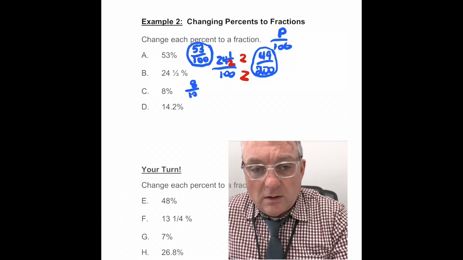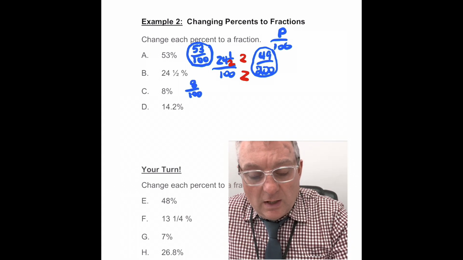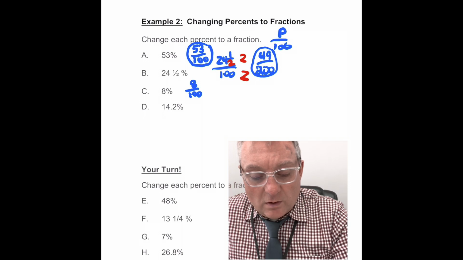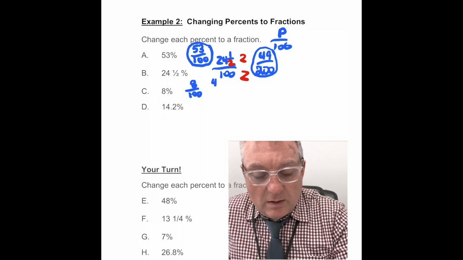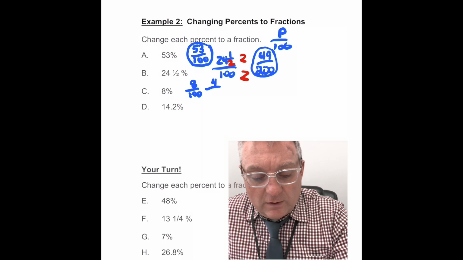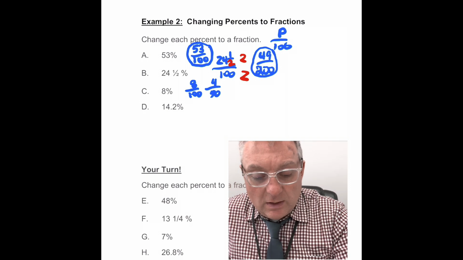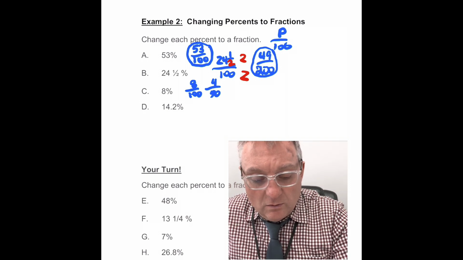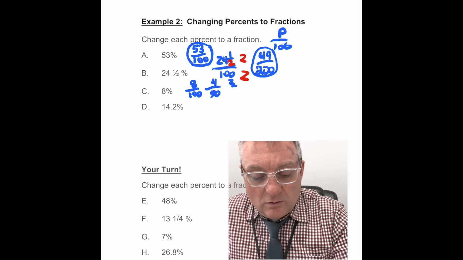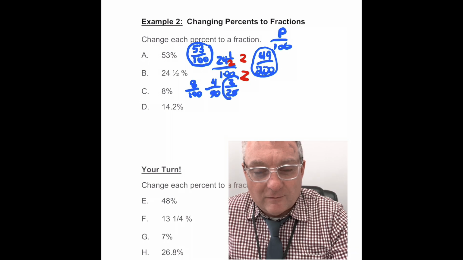Okay, then the next one I have just plain 8 over 100. Now 8 and 100 will both divide by 2. 8 divided by 2 is 4. And 100 divided by 2 is 50. And guess what? 4 and 50 will divide by 2 again. 4 divided by 2 is 2. And 50 divided by 2 is 25. So the simplest version of that fraction is 2 over 25.